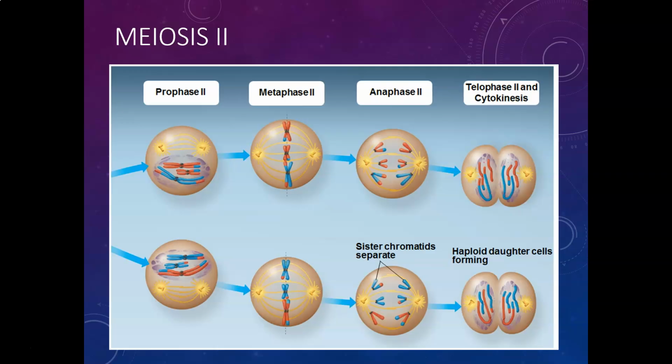Anaphase 2, those sister chromatids now separate, move along those spindle fibers, and then telophase 2, we now reform those nuclear membranes, and those chromosomes relax back into chromatin, and now I have 4 haploid daughter cells that have formed, all of which are genetically unique compared to each other because of that crossing over and that independent assortment that happened back in meiosis 1.